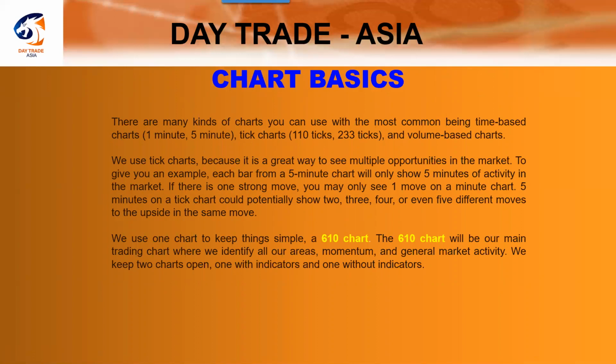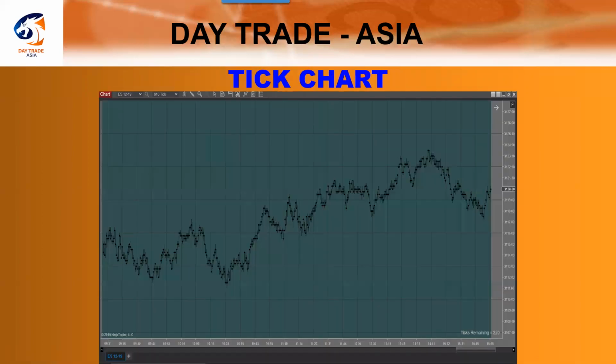The 610 chart will be our main trading chart where we identify all our areas, meaning our support and resistance areas, our momentum. We will be able to determine how strong our momentum is and general market activity. Right now when I trade, I usually have two open charts, but they are two different tick charts. One is a 610 and the other one is a 987. One with indicators and one without. I also use a 610 chart that's bare, like this. I just want to make sure where the overall trend is.